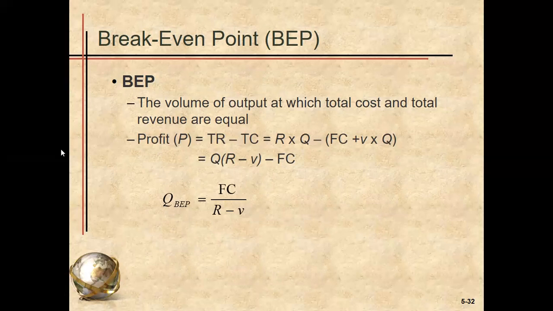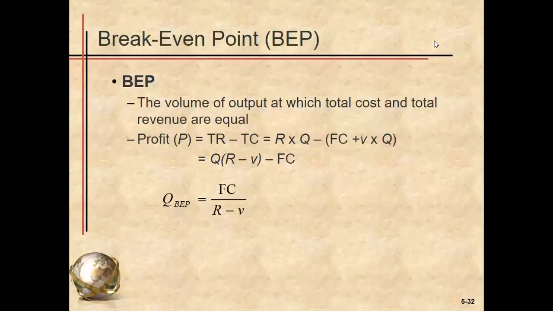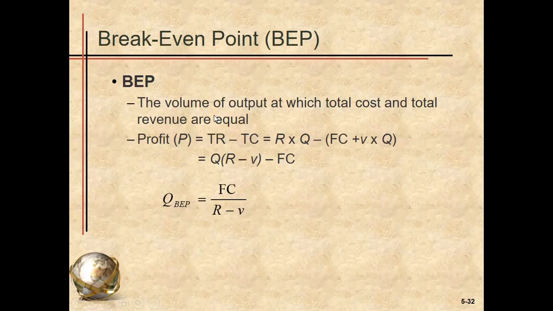Break-even point. Okay, you can see here the break-even point is the point where the volume of the output at which total cost and total revenue are equal. You can see the total revenue minus the total cost is equal to zero, with this equation. You can read it, and then you can try later with the example, which you can check in the book.